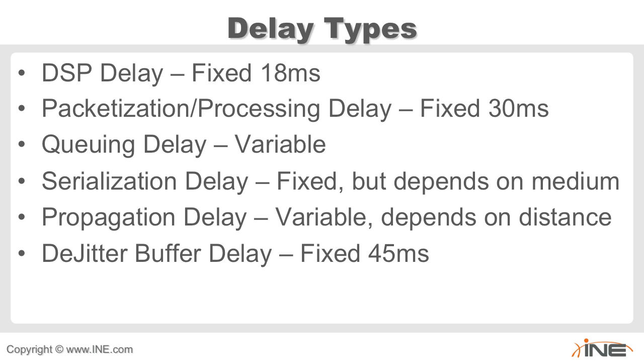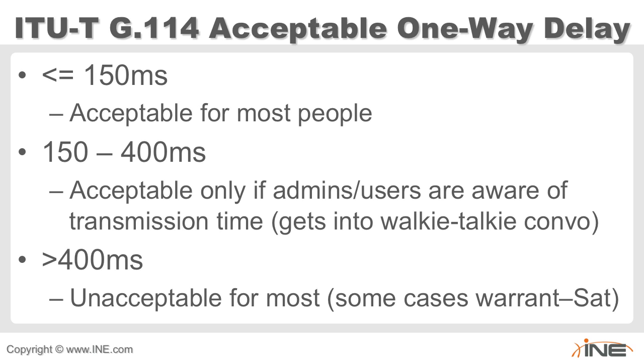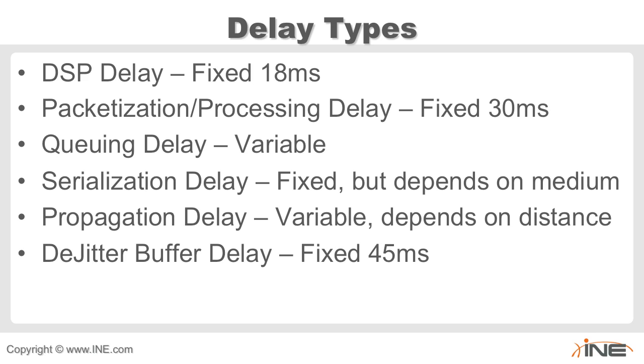But anyhow, these are the types of delay. We have DSP delay. That's fixed. That's going to be 18 milliseconds. So if we're talking about 150, we can't just do a ping. We have to take more into account. First of all, there's going to be 18 milliseconds for DSP: sampling, quantization, encoding, and optional compression. Then we have the packetization or processing delay. This is also fixed. It's going to take 30 milliseconds to turn that into an RTP, UDP, IP packet. Then the queuing delay, the egress queuing on the hardware queue, the TX ring.